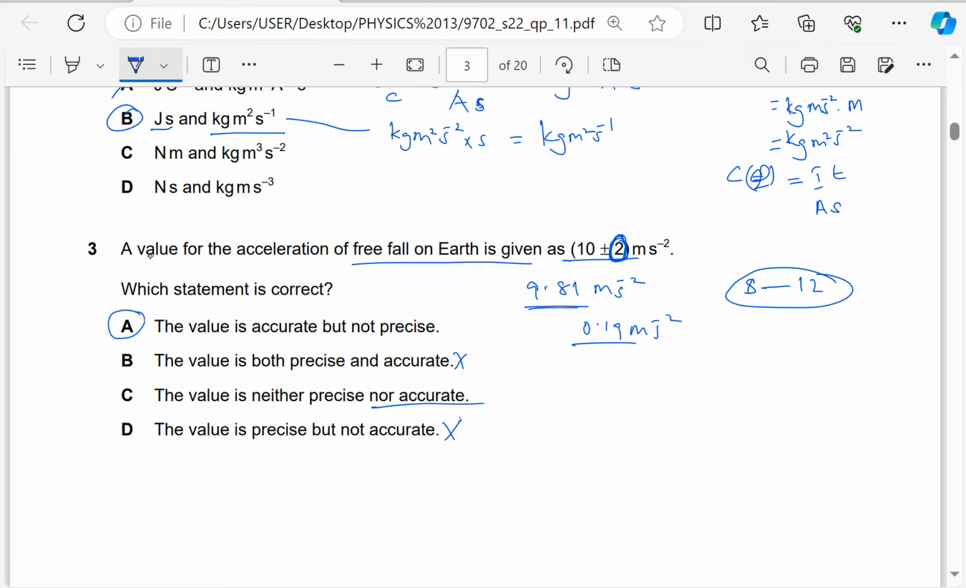But the reason as to why I'm saying it is not precise, first of all, this range of 2 meters per second is quite a big range. So we cannot say it is precise. Because this is 9.81, if it was quoted as 10.00 plus or minus 0.02, we would say it is precise because there are more decimal places. But 2 is a very big number, so the range is relatively large. So we can say the value is accurate but not precise.